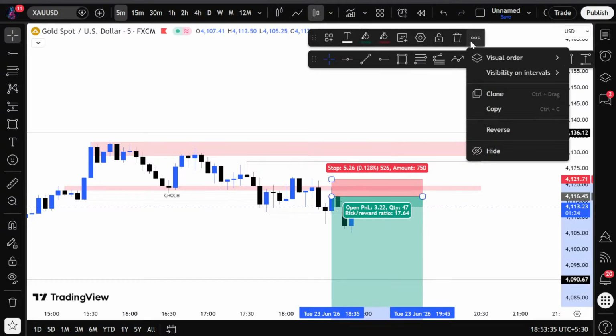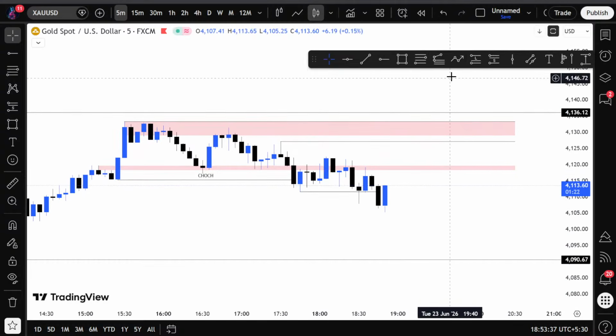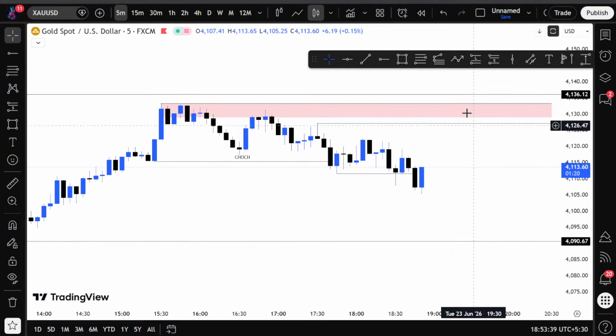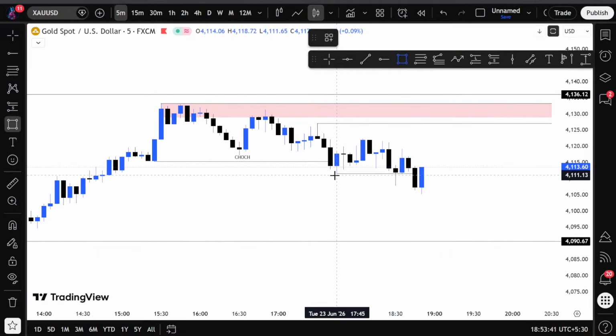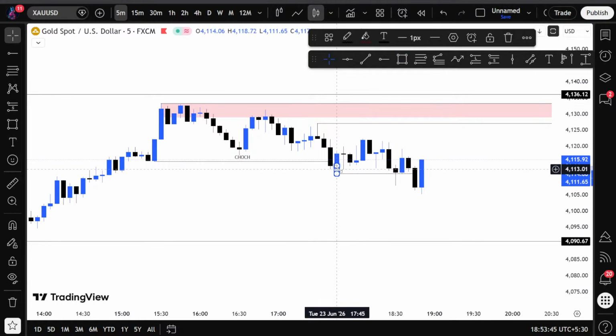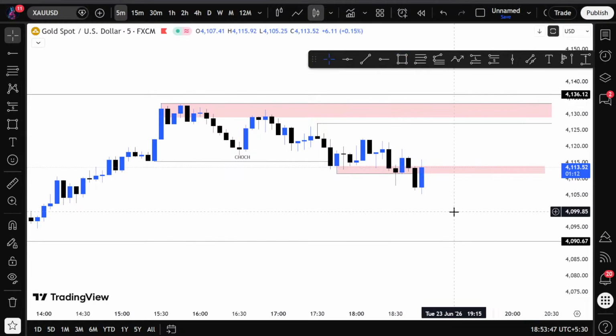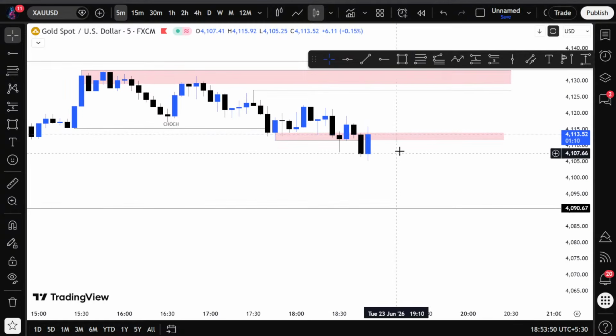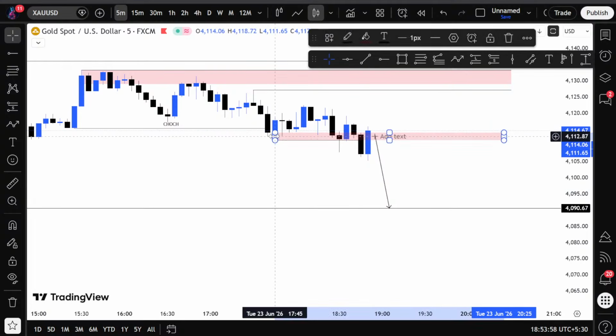If I just hide it for some time and remove this, this is the current structure here. It will drop from here again. If you want to short again, wait for this candle to close. If it closes below this zone, short it.